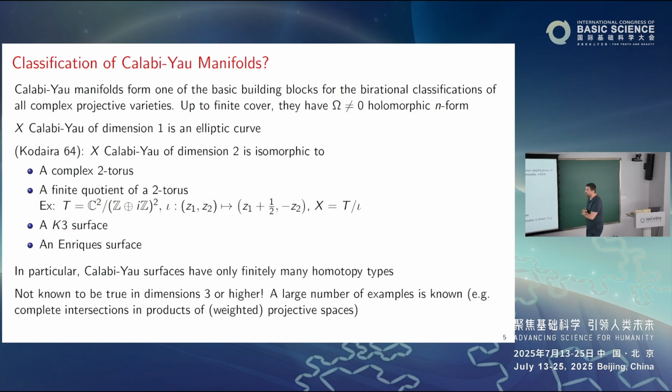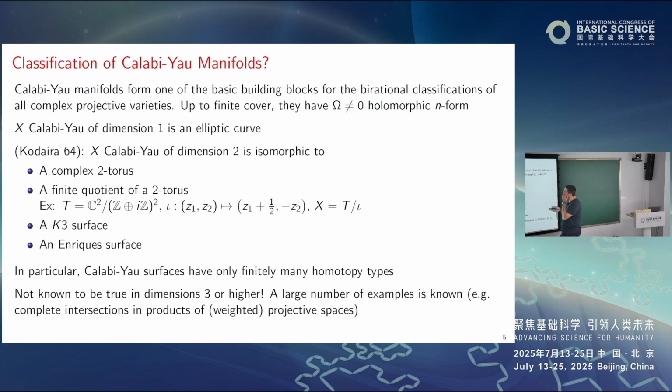Can we classify Calabi-Yau? Calabi-Yaus are one of the basic building blocks in the birational classification of complex projective varieties, so they form a very interesting class to study. Up to a finite cover, if you have a Calabi-Yau with my definition, there is always some finite cover which has a never vanishing holomorphic n-form, capital omega. And again, if some people don't like the finite cover, then just restrict the Calabi-Yau definition to having this holomorphic n-form already. This is actually quite a non-trivial statement, but it's true.